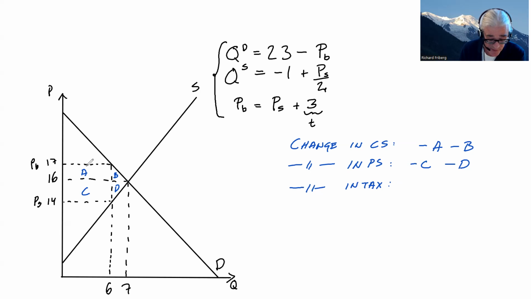So what's the tax revenue here? Well, the difference between PB and PS is the tax. So that is the tax per unit times the number of units: a tax of 3, 6 units. So tax revenue will be equal to 18, or if we're thinking in terms of these areas, A plus C.